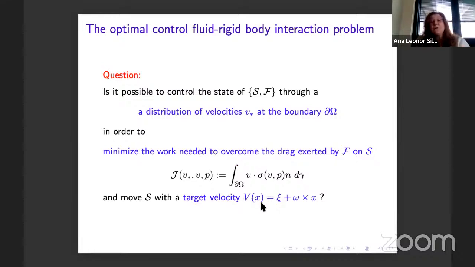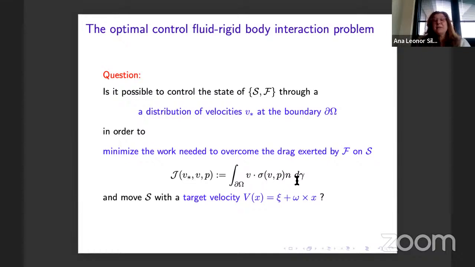Now, for the control problem, this capital V, the rigid body velocity, is given. So we know chi and omega, and we want to find the distributions of velocities V star that are going to propel this rigid body so that it reaches this target velocity, and at the same time we want to minimize the work that is needed to overcome the drag that is exerted by the fluid on the solid. This work is given by this expression here.